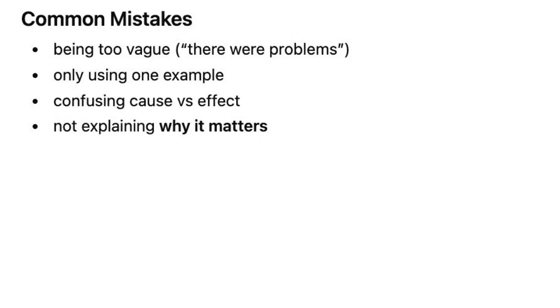Big common mistakes that I keep seeing over and over again in written responses is being too vague, right? Saying there were problems. Well, what were those problems specifically, and why were they problems? Or people using only one example. Remember, multiple things lead to conflict, not one. A lot of people are still confusing cause and effect, right? Cause, this is what led something to happen. Effect, what happened because of the thing. And then not explaining why it matters, right? It's not enough to say this thing happened. You have to tell me why it's important that that thing happened. What impact did it have on the world, on the areas that we're studying?